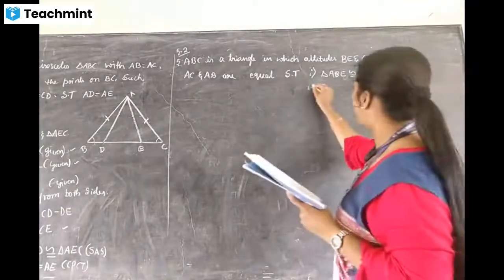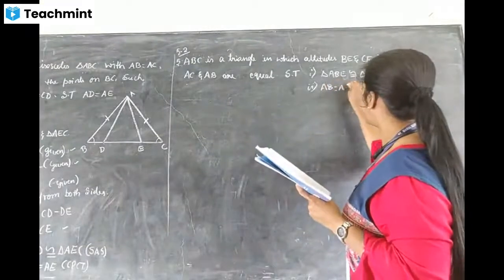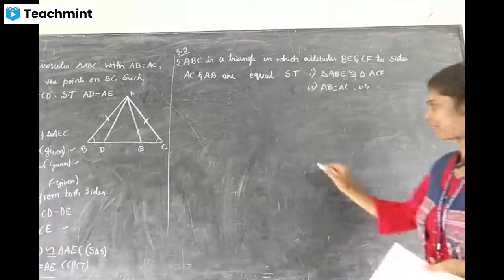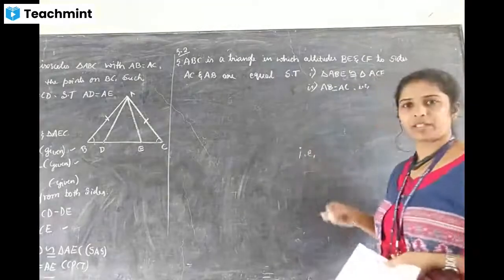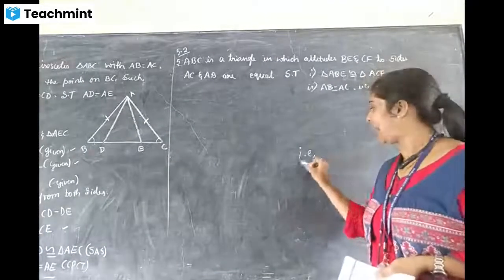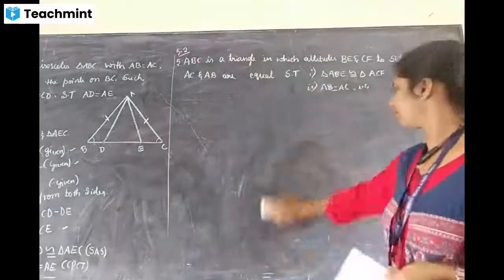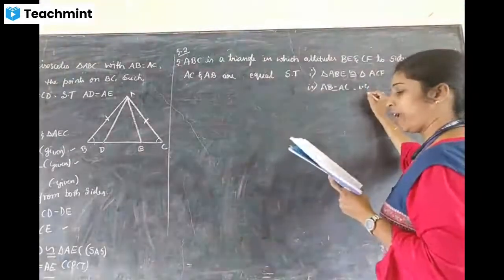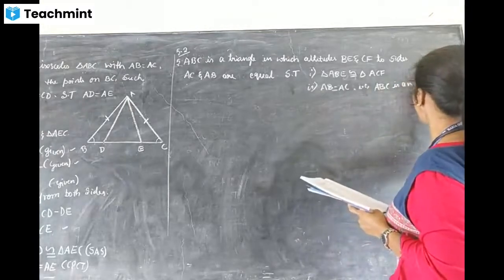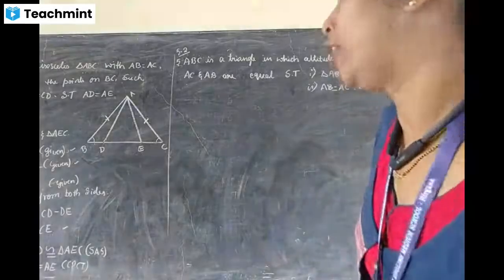Second one, AB equal to AC, that is how to write in math, that is i.e. Short form of that is only in math, not in your other subjects. That is, ABC is an isosceles triangle. Already we have done a problem like this, isn't it? The same problem we have done first.